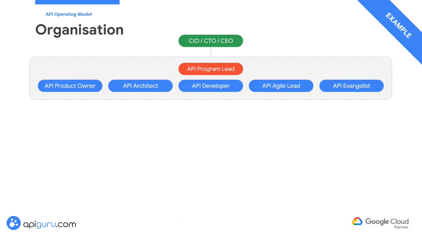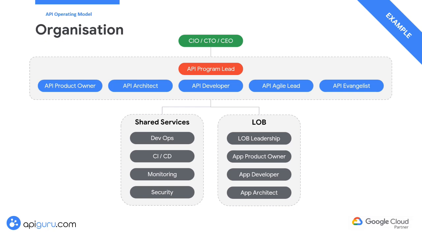What might this look like in an organization? In this example, C-level leadership or an executive sponsor drives the need for an API-first initiative. This mandate provides the foundation and funding necessary to support the API program. The initial team could include a program lead who collaborates with an API product owner, API architect, API developers, an API Agile lead, and an API evangelist. In some organizations, this structure expands to include alignment with a shared services group that supports activities such as DevOps, CI/CD, monitoring, analytics, and security.